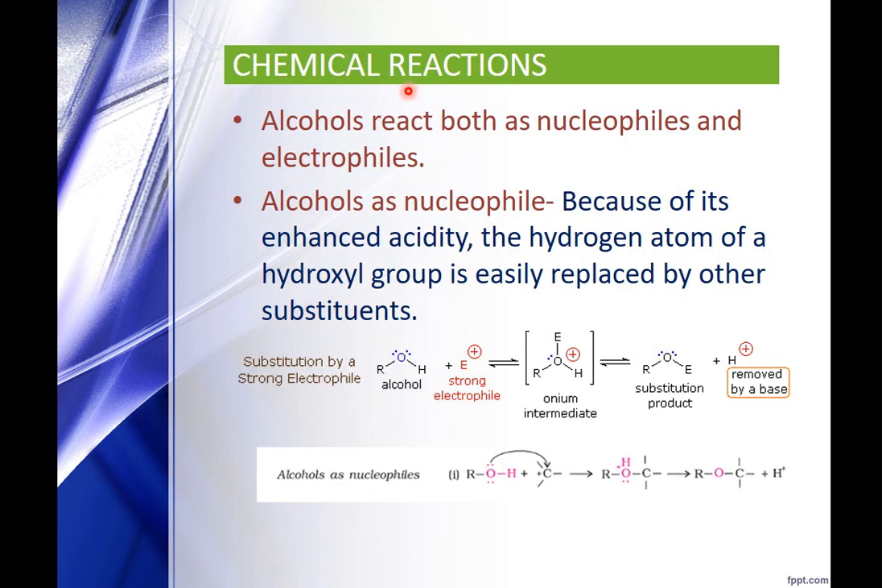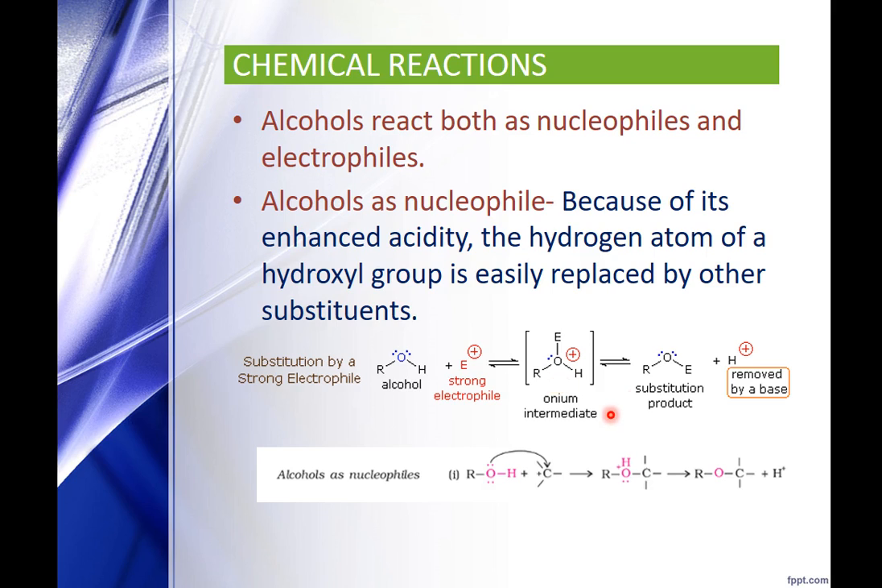Let us see their chemical reactions now. Alcohols can react both as nucleophiles and as electrophiles. Let us see first how alcohol acts as a nucleophile. This is an alcohol with oxygen having two lone pair electrons. It can easily react with any strong electrophile because of the two lone pair of electrons. So these electrons can be transferred to electrophile like this.